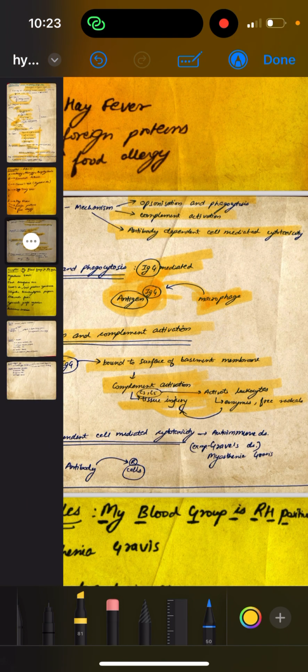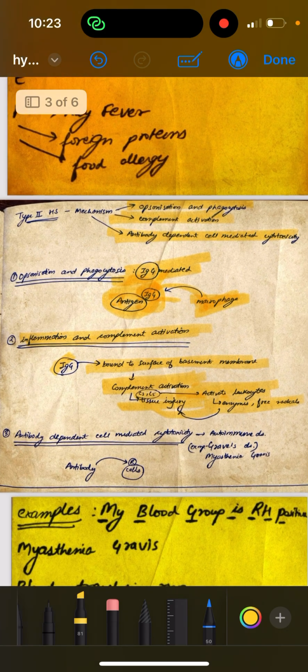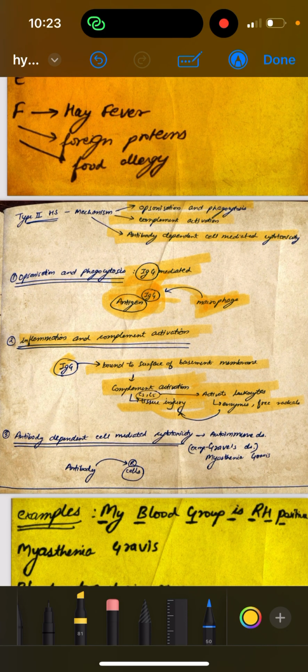Next is antibody dependent cell mediated cytotoxicity. It is usually an autoimmune disease. What happens is the antibody comes and binds directly to the cells. Examples are Graves disease and myasthenia gravis. In Graves also, autoantibodies are produced, right? They will go and bind to my own cells and destroy them.